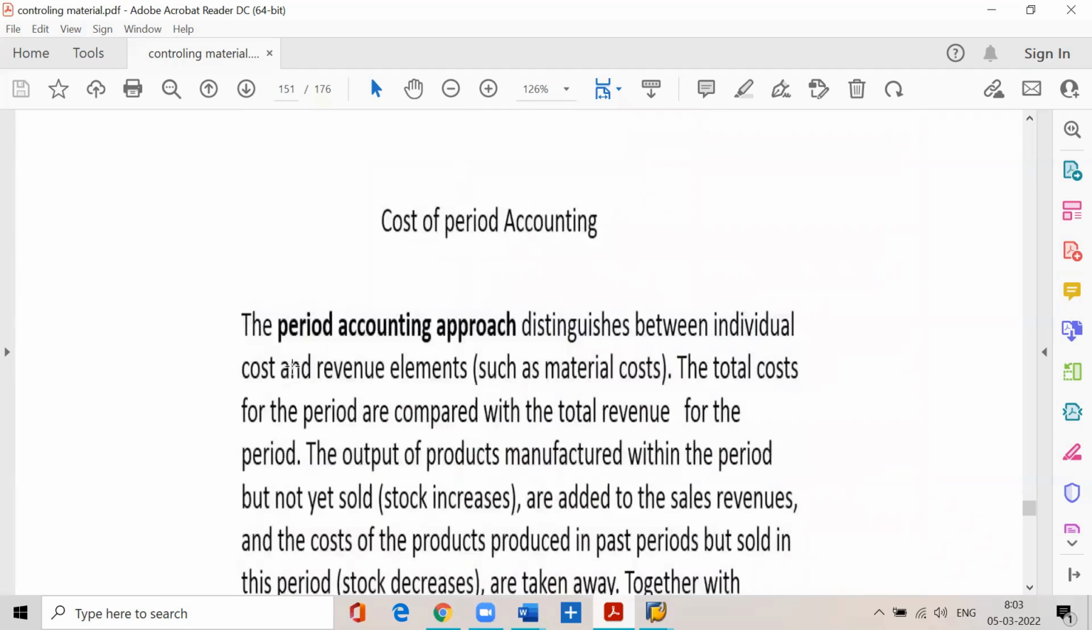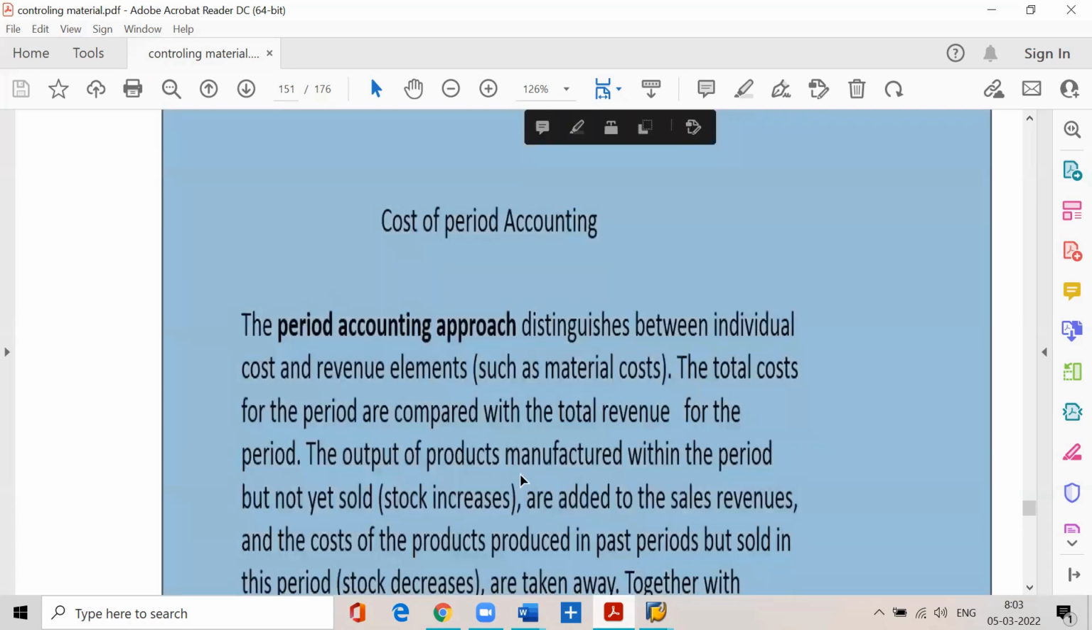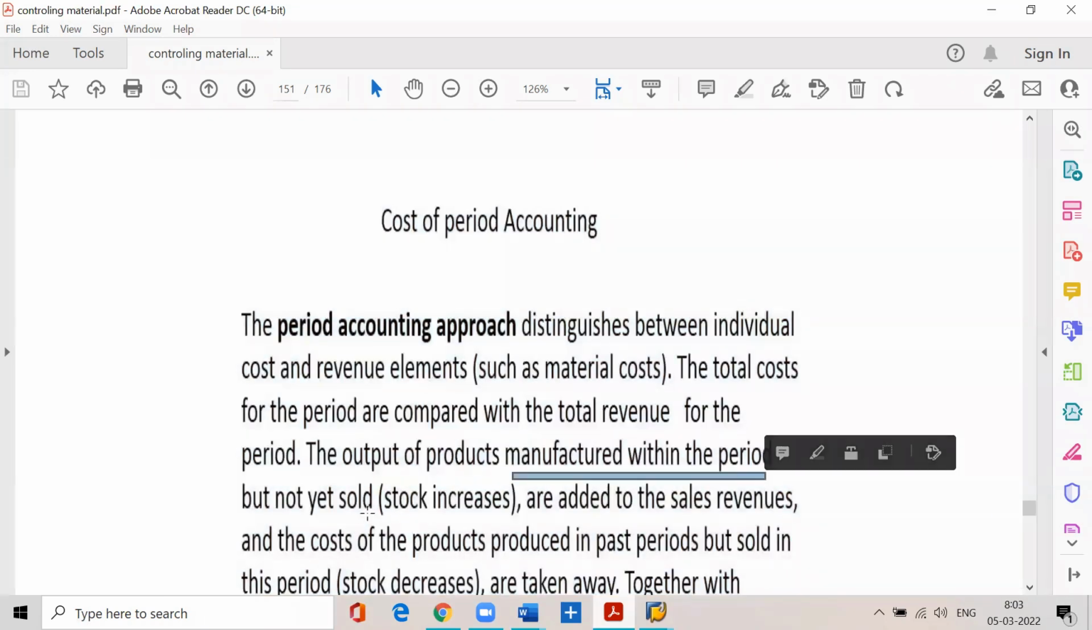So what is cost of period accounting? The period accounting approach distinguishes between individual costs and revenue elements, such as material costs. The total costs for the period are compared with the total revenue for the period. The output of the products manufactured within the period but not sold, the stock increases, are added to the sales revenue.